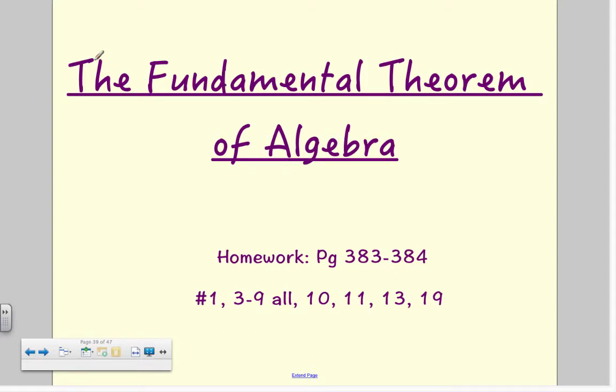Hello, and today we'll be talking about the fundamental theorem of algebra. This is from your homework, page 383 to 384, number 1, 3 through 9, all, 10, 11, 13, and 19.